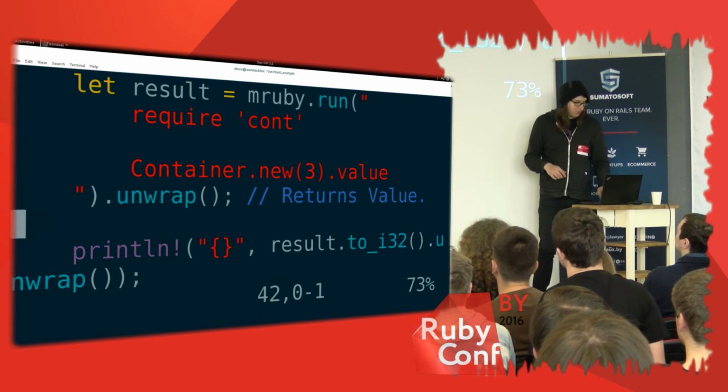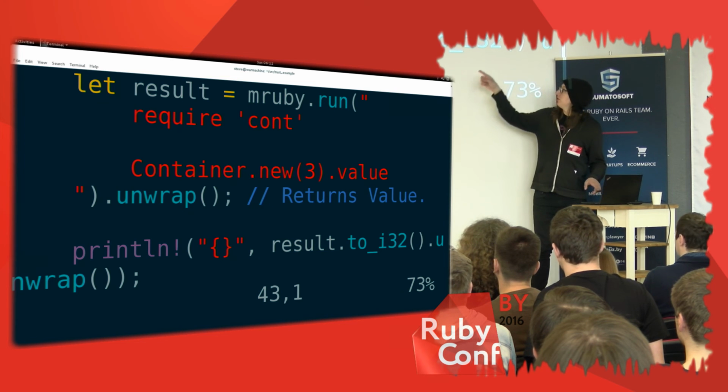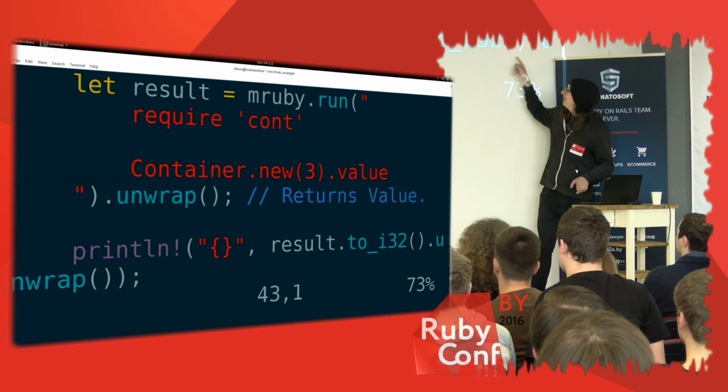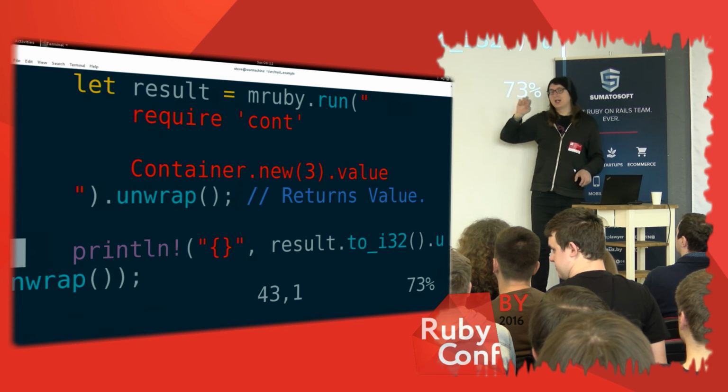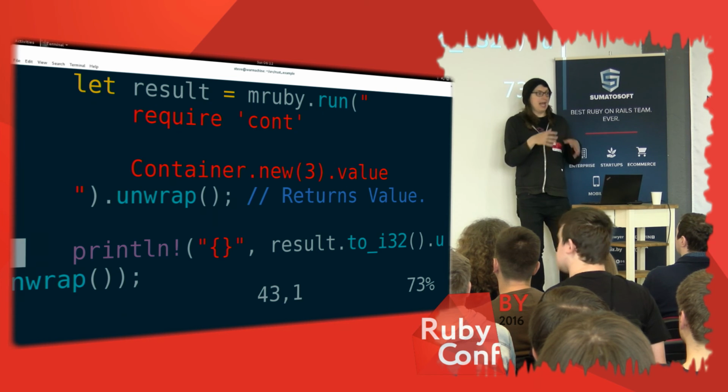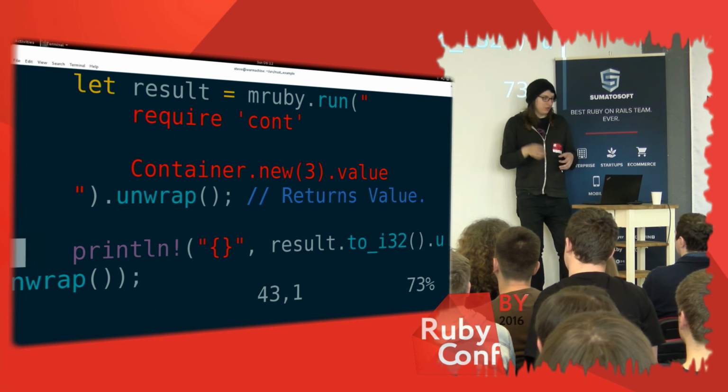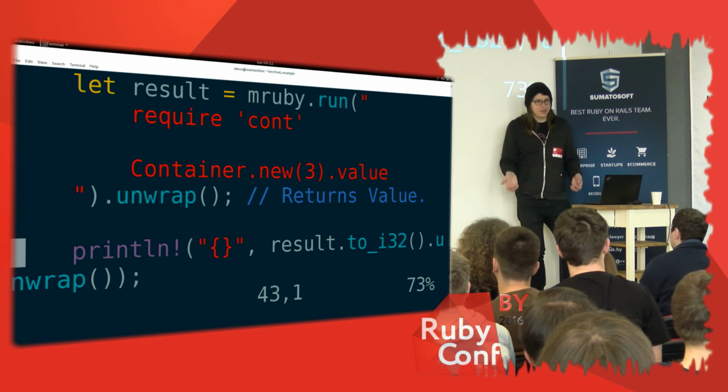But how Rust knows the type is this result to i32.unwrap. The object that comes back, Rust doesn't actually know. It's sort of a generic any object type. And then I can call the to i32 method to convert it. And then unwrap again, because if it's not an i32, that would fail.